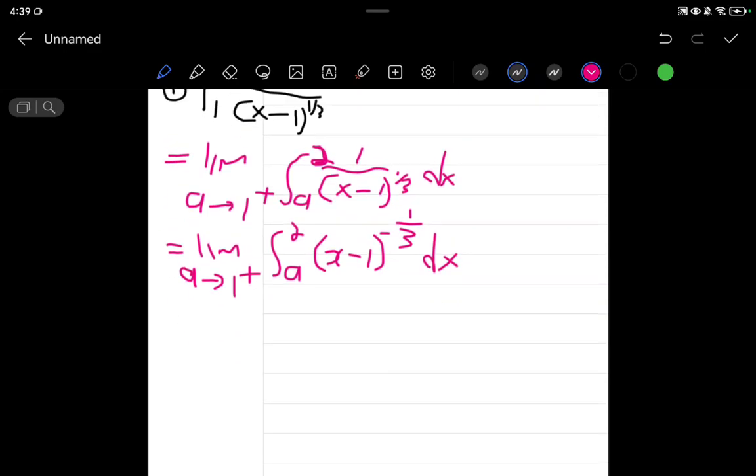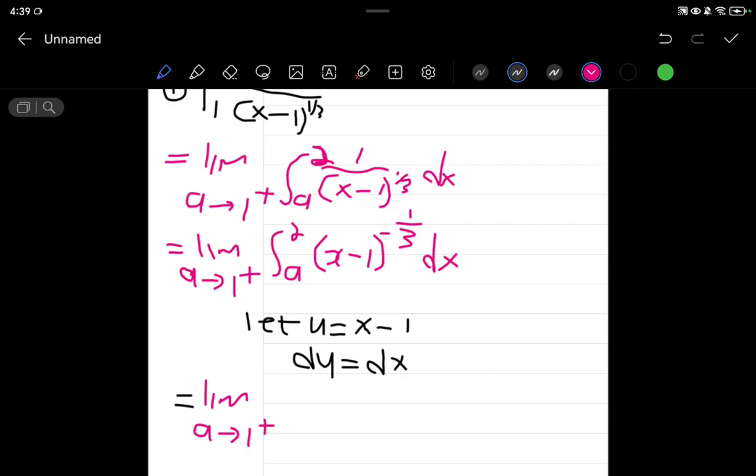Right, and then from here I can let u be equal to x minus 1. Then I differentiate this and I'll get du equals dx. I think the request that I was given is to do this without changing the intervals, right? And then we'll have the limit as a approaches 1 from the positive of the integral from a to 2 of u to the minus 1 over 3 du. You see, right?